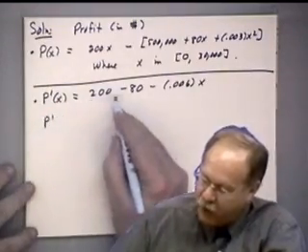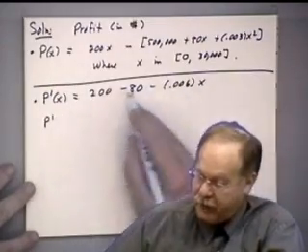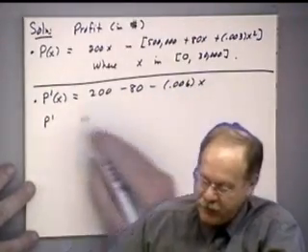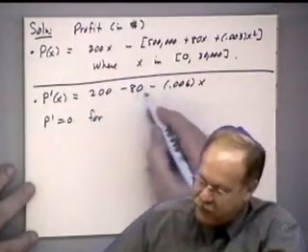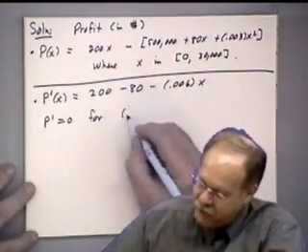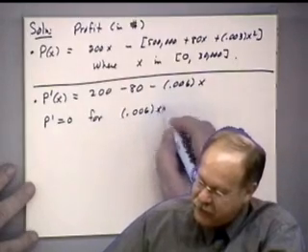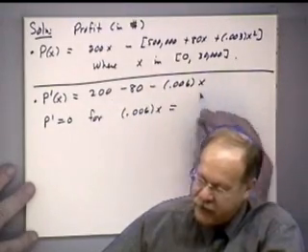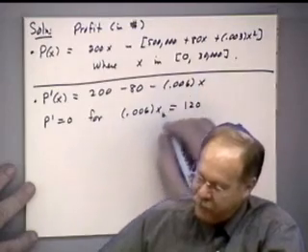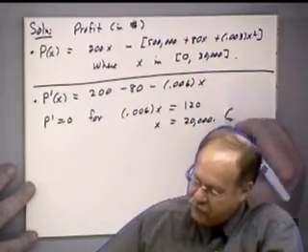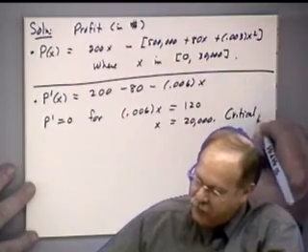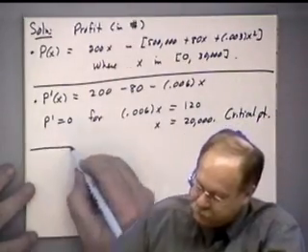Now, p prime here always exists because this is just a polynomial, in fact, just a linear function. So we're interested in where p prime is 0, and that will be 0 where this expression equals 0, which is when 0.006x equals, putting this on the other side, 120. Solve that for x, you get 20,000. And this is, in this case, our one and only critical point.